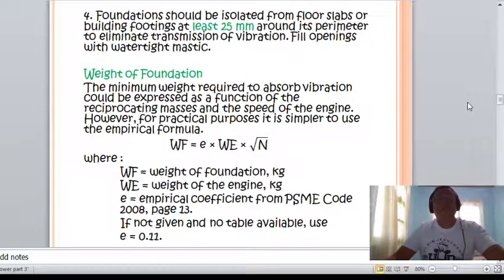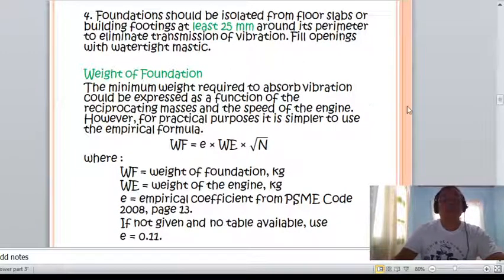The foundation should be isolated from floor slabs or building footings by at least 25 millimeters. So do not forget to put a clearance from the slab or the wall of at least 25 millimeters, in order to prevent the transmission of vibration.